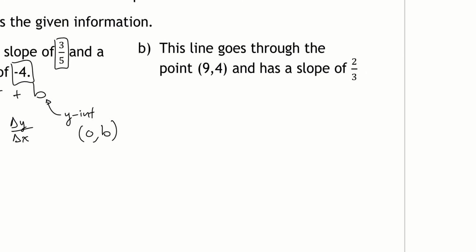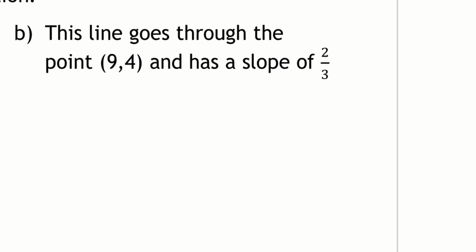In B, I'm given a slope and a point that lives on the line. I'm not given the y-intercept, but somewhere there's a point, (9, 4), and I'm given the slope. The thing about being given a point is that it is an x, comma, y value that lives on the line. And the thing that's nice is all xy pairs that live on a line satisfy the equation of the line. All of them do. If a point is on a particular line, then its xy values make the equation statement true.